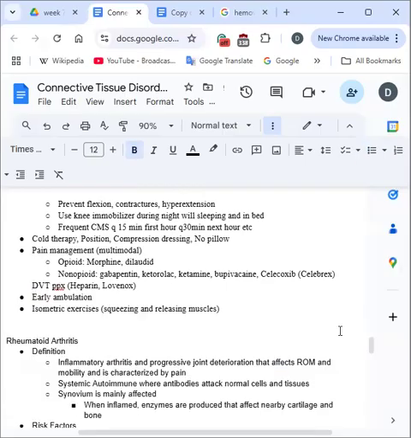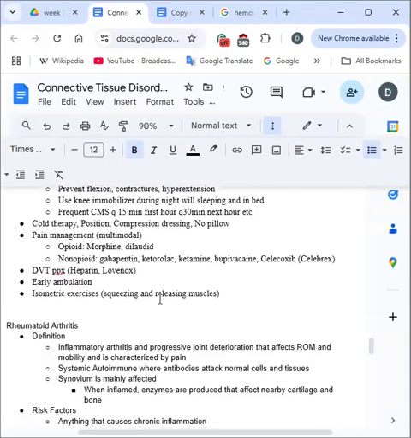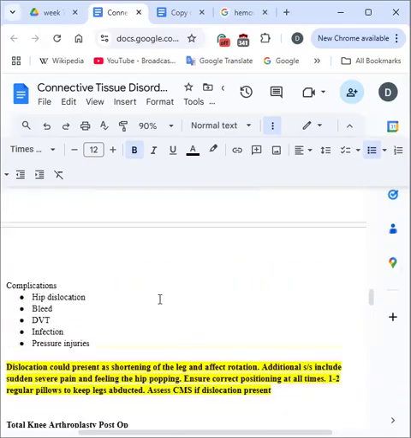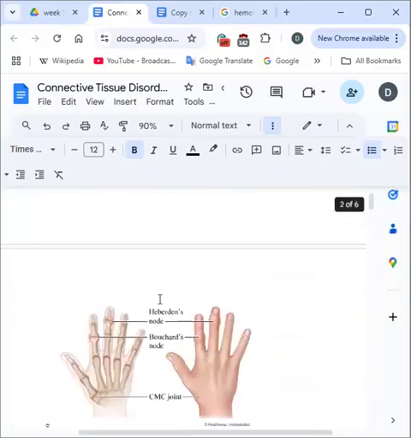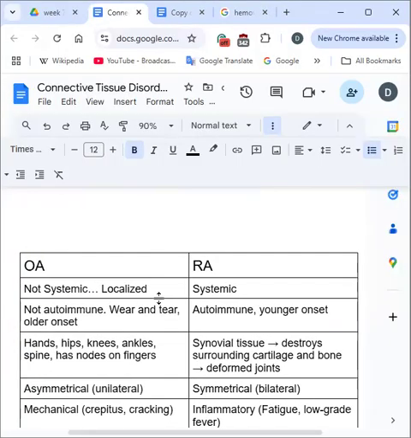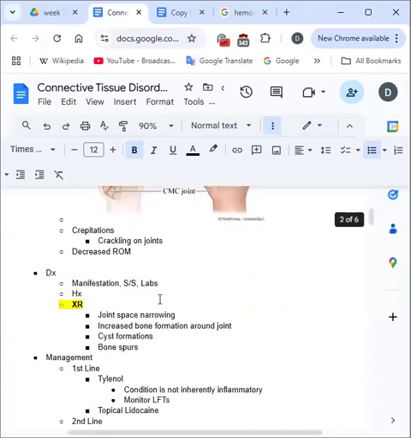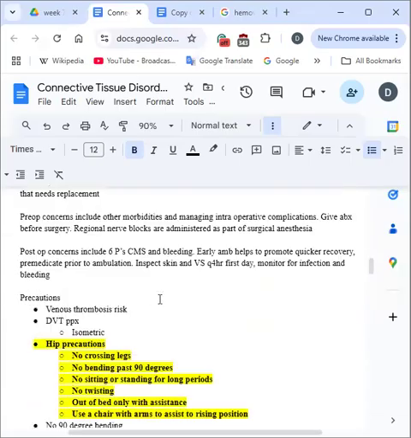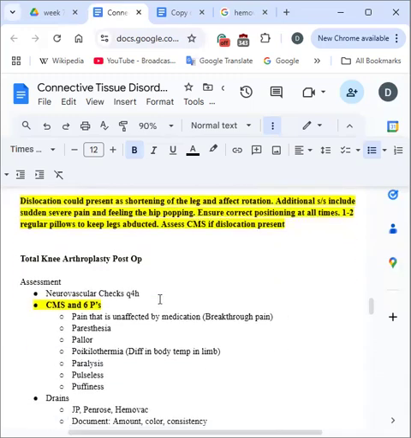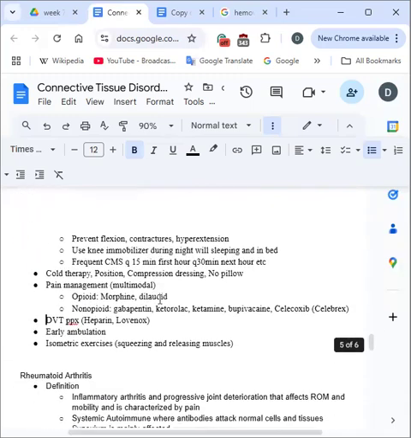We talked about isometric exercises already. We talked about early ambulation, heparin for DVT prophylaxis. That's pretty much it for that. Are there any questions on osteoarthritis or the hip arthroplasty, knee arthroplasty? No? Alright.